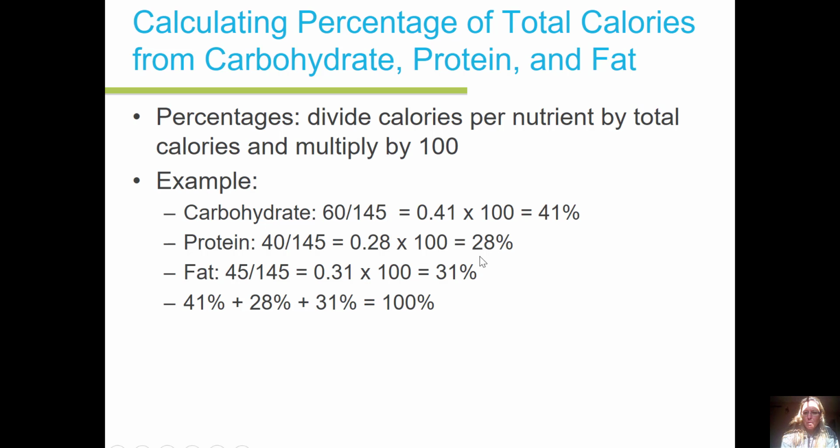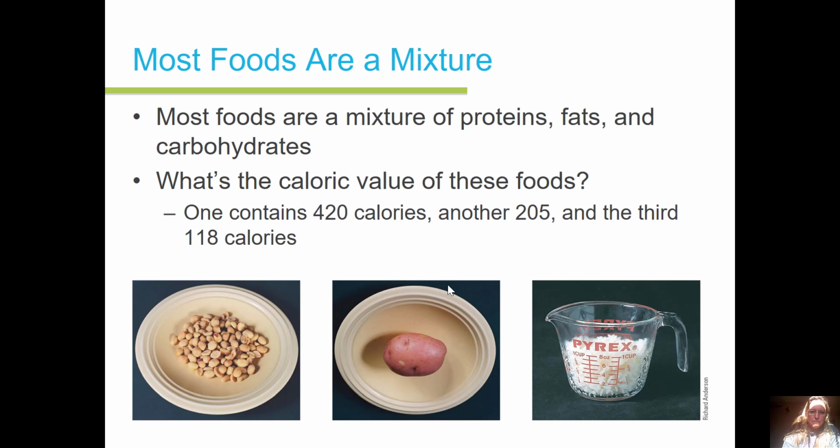Protein, remember the acceptable range was 10 to 35%. So in this case, I'm right where I need to be. And then fat, anywhere from 20 to 35% is the recommended range. Okay, so you're going to be looking at those numbers for yourself and identifying, am I staying within those acceptable macronutrient ranges? Now, most foods do contain a mixture of all 3, carbs, protein, and fat.